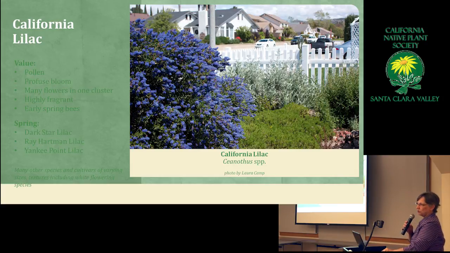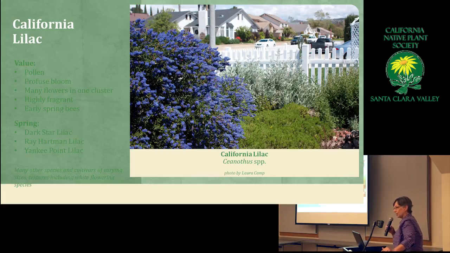Ceanothus mostly provides pollen. Even though it smells heavenly, you'd think that it would have nectar, but not so much. It has an incredibly profuse bloom, and so there's lots of food for the bees, with many flowers in one of those clusters. Ceanothus blooms really, really early, and so it's really great for those early spring bees. So you want to be thinking about that again, the diversity throughout the year.